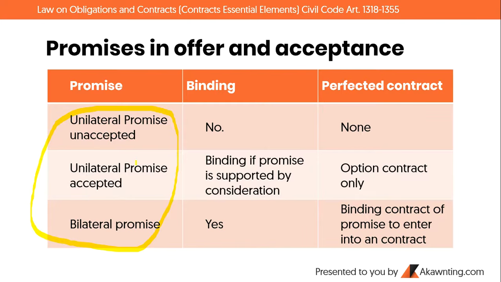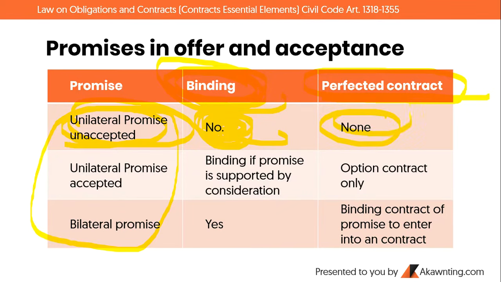Okay? So, under unilateral promise unaccepted, dito sa second column, ano ba to? Binding ba siya? Okay, so yun yung intention natin dyan. So, binding daw ba siya? Binding ba ang ganitong klaseng promise? Okay, the answer is no. In no case na magiging binding ito. 0% na magiging binding ito. And magkakaroon ba ng perfected contract? Dahil hindi siya binding, absolutely walang contract na mabubuo.